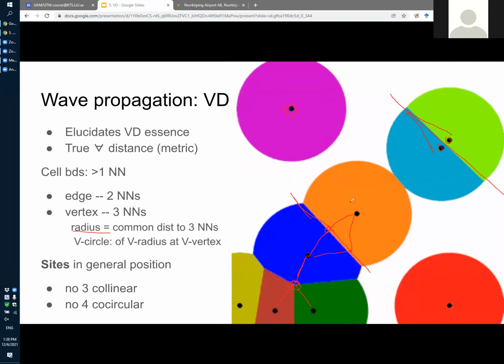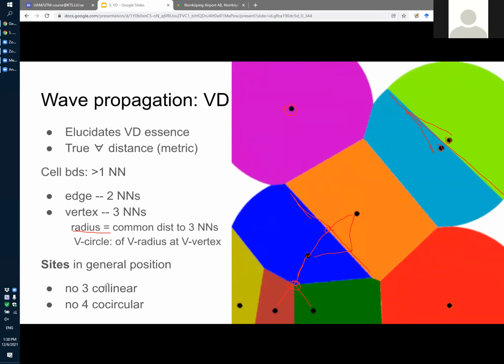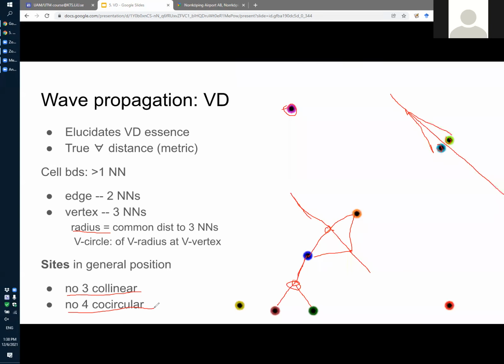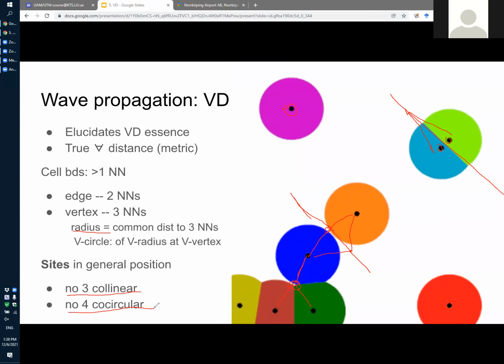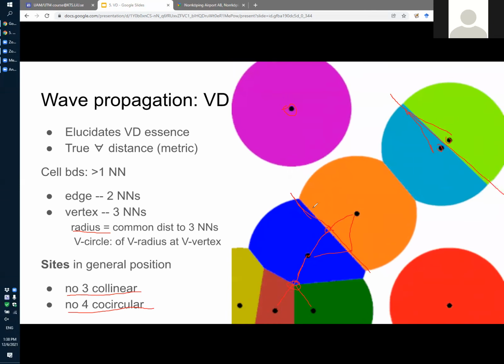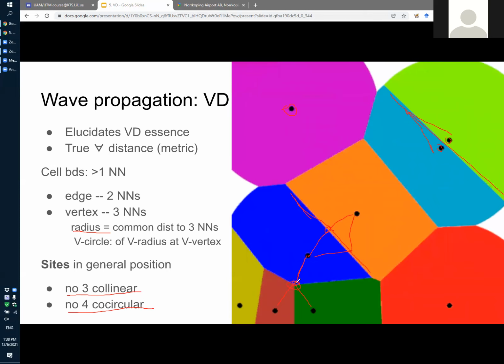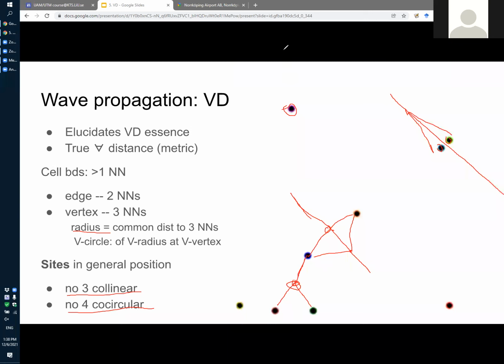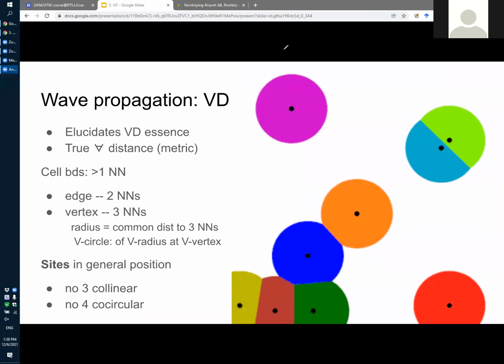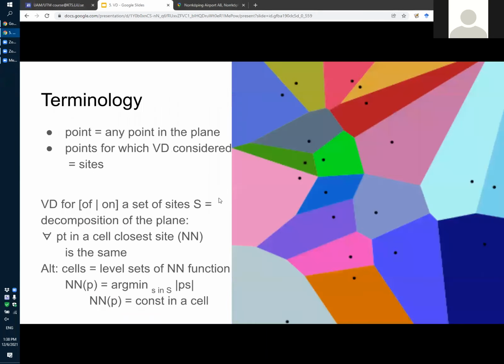I'll have a single slide on terminology next. And we will assume that no three of them are collinear, no four of them are co-circular, so that there are no degeneracies. And for instance, we always have only three nearest neighbors for any point, never four. Okay, so that's about the edges and the vertices of the Voronoi diagram.